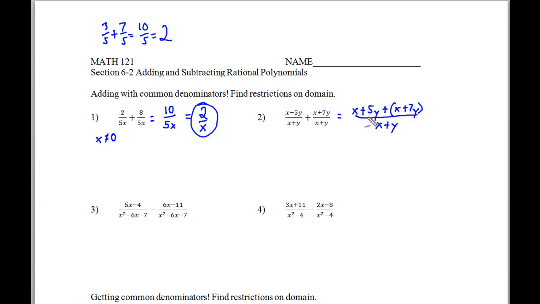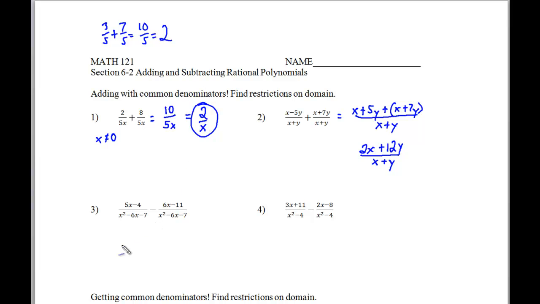So if I simplify this at the top, x and x make 2x, and 5 and 7 make a total of 12, all over x plus y. Now I'm going to look here, and if I factor out a 2, I'm going to get x plus 6y, which is still not simplifiable for this problem, so I'm done with problem number 2 right there.